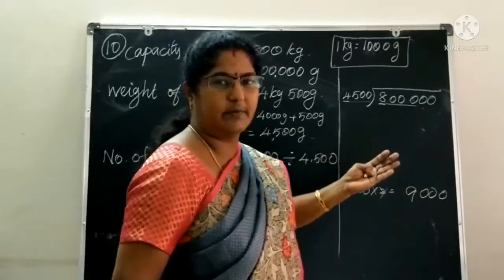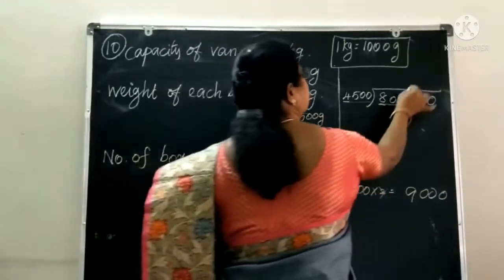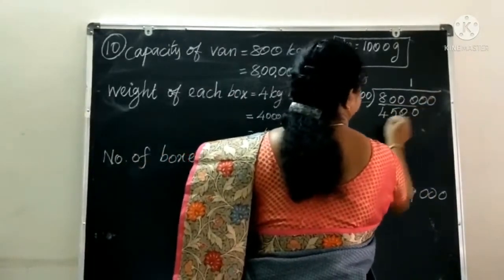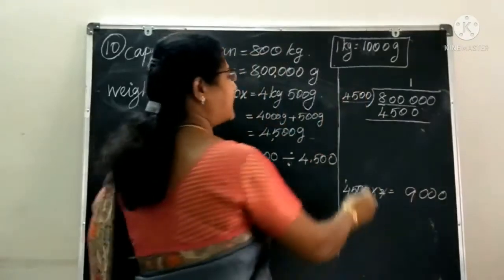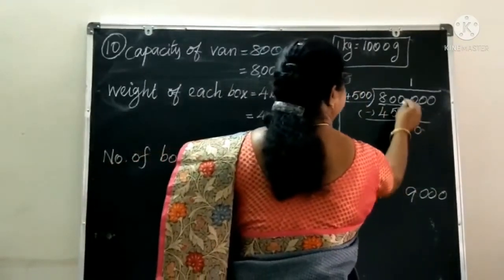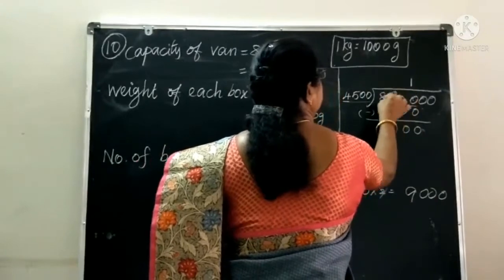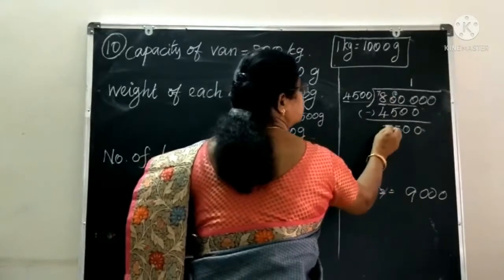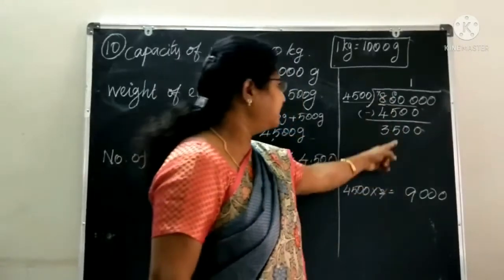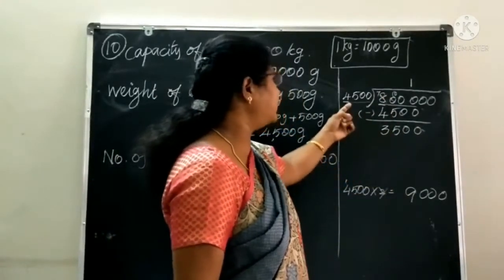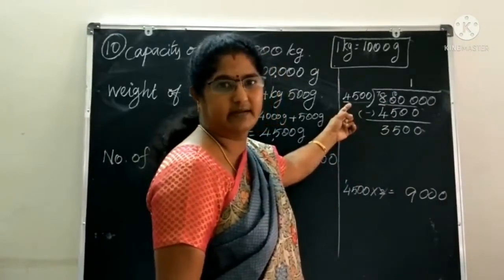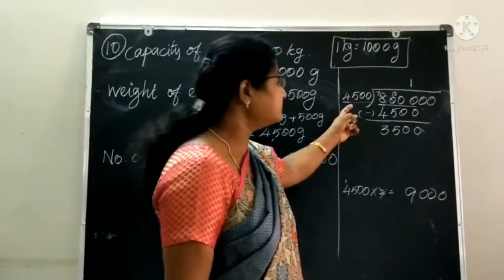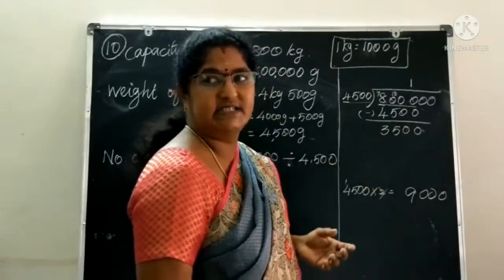So 2 times is not possible. So take the previous number, 1. 1 time 4500 is 4500. Subtract. 0, 0, 10 minus 5, 5. 7 minus 4, 3. The remainder is 3500. The divisor is 4500, so the remainder is smaller than the divisor. Okay. Now go to the next digit.